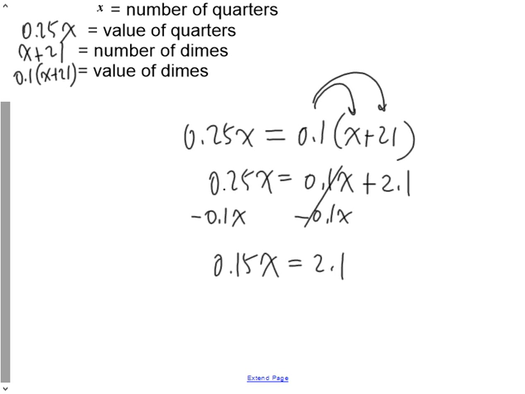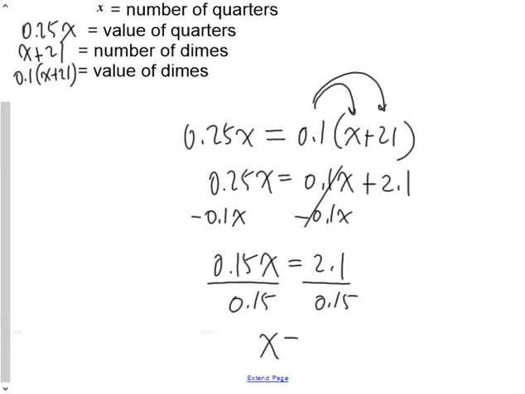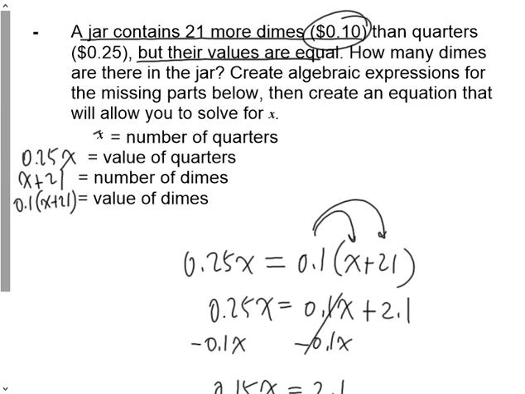Okay, hopefully you follow along with that. And once we have that, we're going to divide both sides by the coefficient. And hopefully this works out okay. 2.1 divided by 0.15 equals 14. So if we go back up to here, how many quarters do I have? I have 14 quarters. How many dimes do I have? 14 plus 21, which is 35.